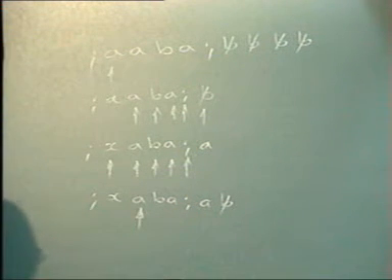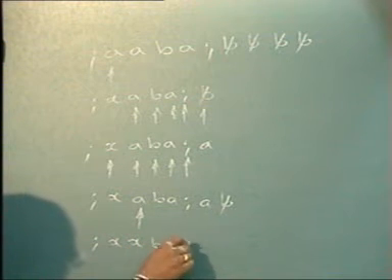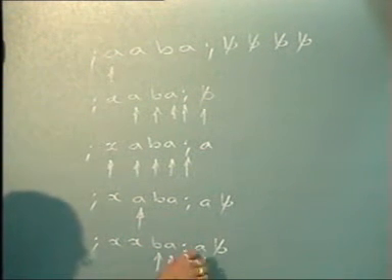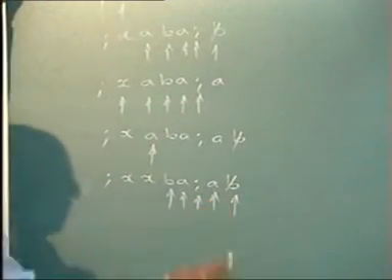Then I am at the beginning. Again it is A, mark it as X, and then keep on moving to the right, skipping all A's, B's, semicolon, A's till you hit space.